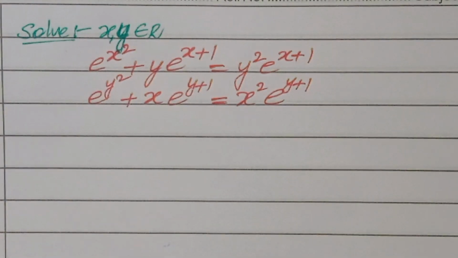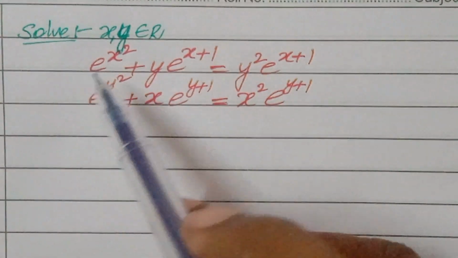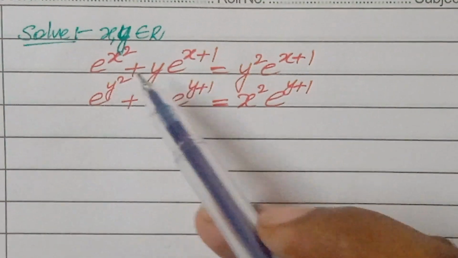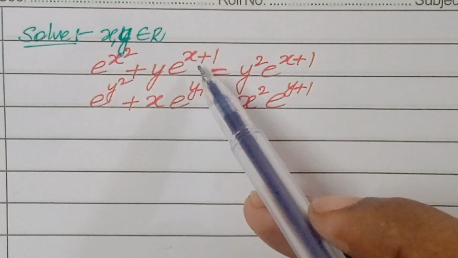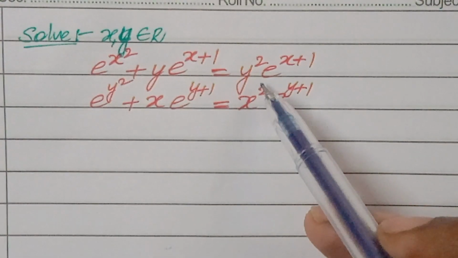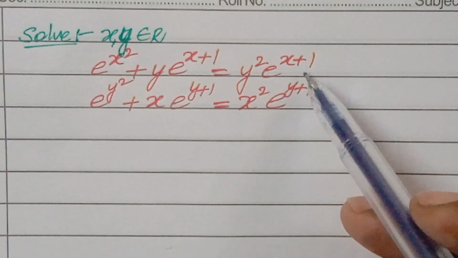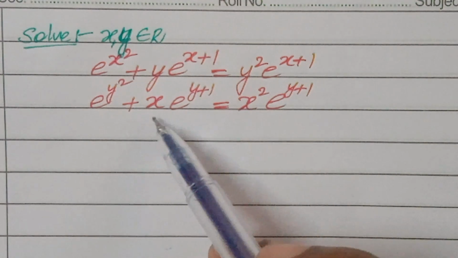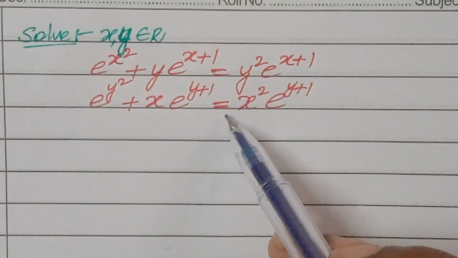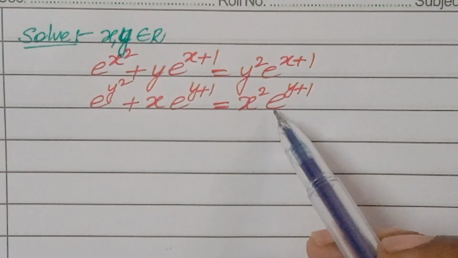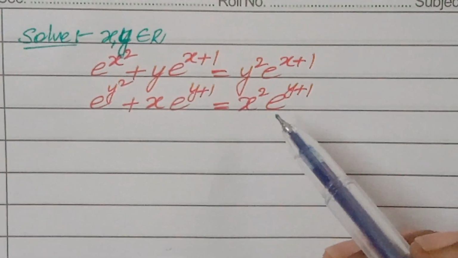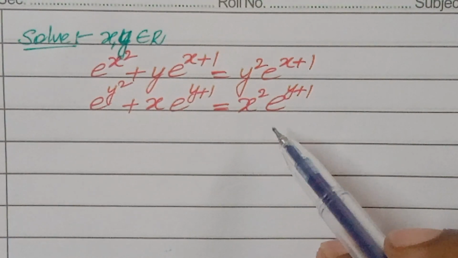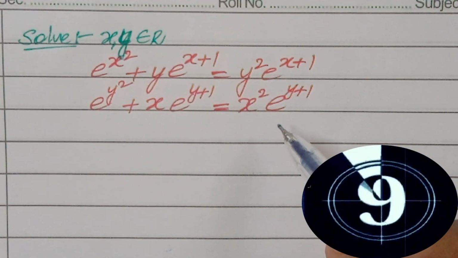Today we are looking at one logical Olympiad question. Solve for x, y belonging to real numbers: e to the power of x square plus y into e to the power of x plus 1 is equal to y square into e to the power of x plus 1. The second equation is e to the power of y square plus x into e to the power of y plus 1 is equal to x square into e to the power of y plus 1. As we are going to solve this exponential problem, pause the video for 10 seconds and try it.